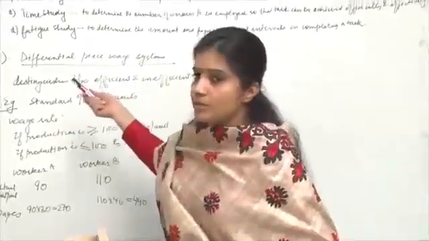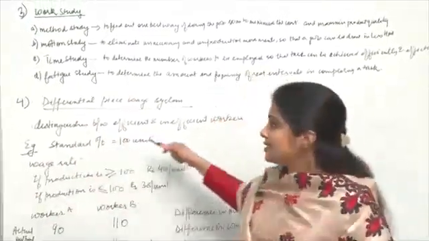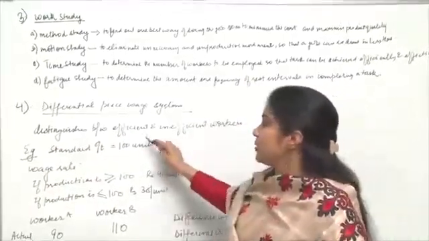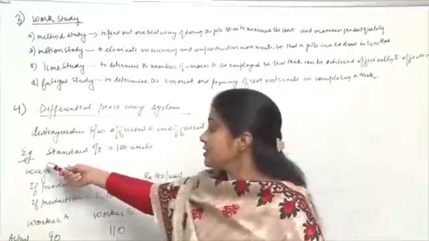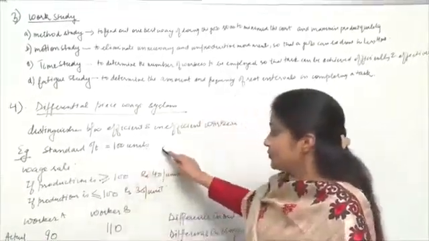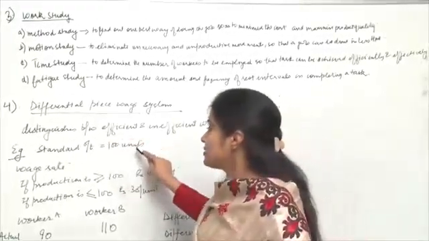But differential piece wage system is an extension of the piece wage system, wherein we are distinguishing between efficient and inefficient employees. Let's take an example. If the standard output is 100 units that an average worker is going to produce is 100 units.